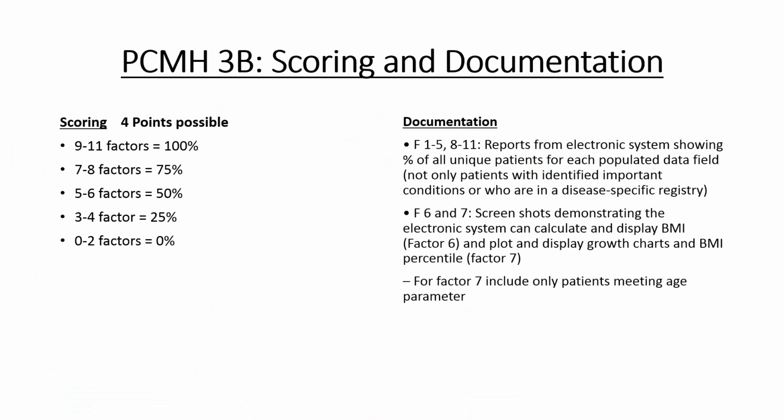The scoring is a possible 4 points, with a minimum of 9 factors to meet the 100% for this. And on the right-hand side, the documentation for factors 1 through 5 and 8 through 11 are those reports showing the percent of all the patients for the populated field. Again, that's for at least 3 months of data within the past 12 months. In factors 6 and 7, looking at the functionality, the screenshot demonstrates that the system can calculate and display BMI and also plot and display the growth charts and BMI percentile.